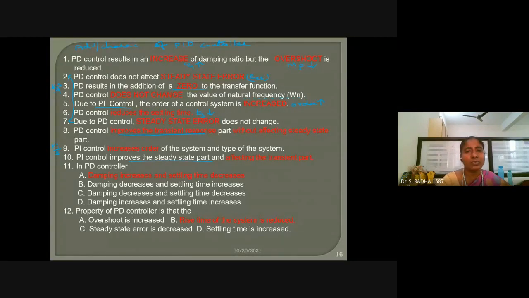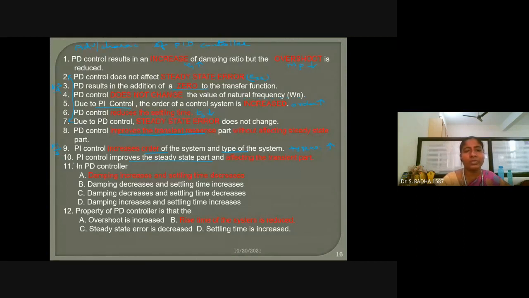And now the order of the system is increased. I told you type number increases, order increases when PI controller is used. PI controller increases the order of the system and the type number of the system. Type number increases because denominator S is present. It adds to the count of the highest power of S in the denominator, as well as being a pole at origin. Pole at origin is called type number, and it also contributes to the highest power of S, which is called the order of the system. So both type number and order increase when PI controller is used.